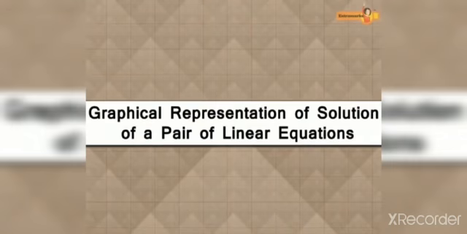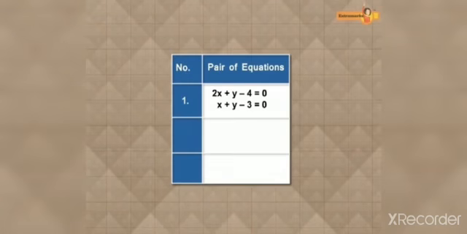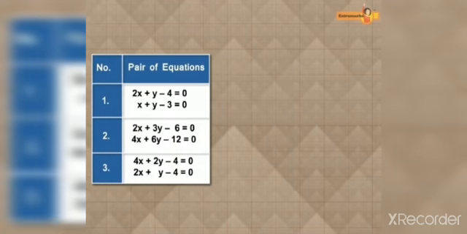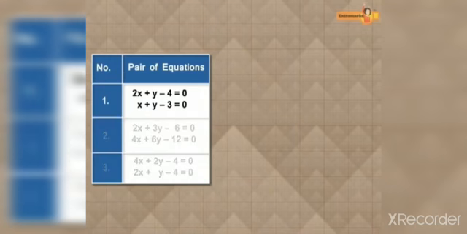Graphical representation of solution of a pair of linear equations. Consider three pairs of linear equations in two variables. Let us solve them one by one using the graphical method. Let us start with the first pair of linear equations and represent it graphically. For this, first we will find at least two solutions of each equation.